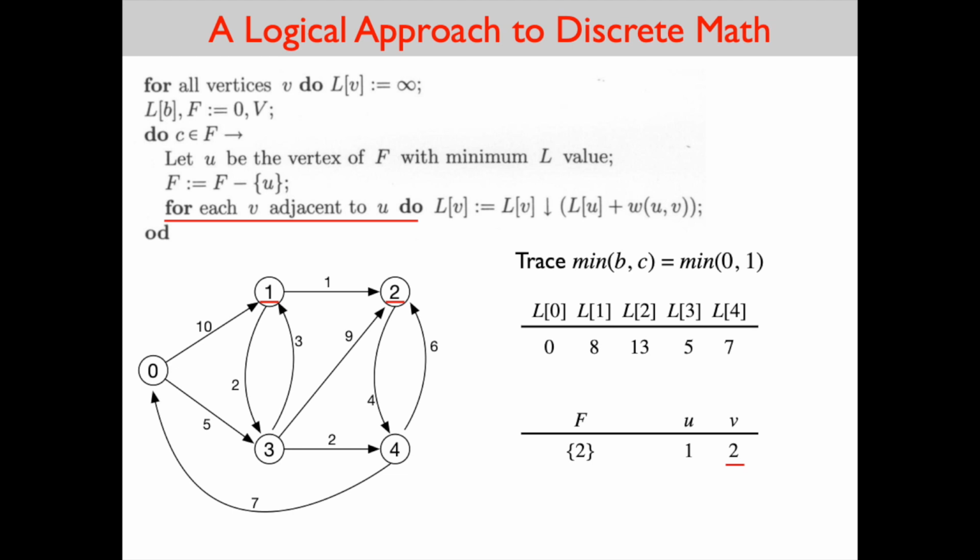Because the current value of V is 2, what is L sub 2 going to get? It's going to get the minimum of the current value of L sub 2 and L sub U, which is L sub 1. Now what's L sub 1? That's 8. Now where did that 8 come from? That 8 came from going from vertex 0 to vertex 3 to vertex 1. 5 plus 3 is 8. That was the cost of the shortest path that we have found so far. That 8 plus 1 is 9. So now L2, as shown in this slide, is going to get the new value of 9.